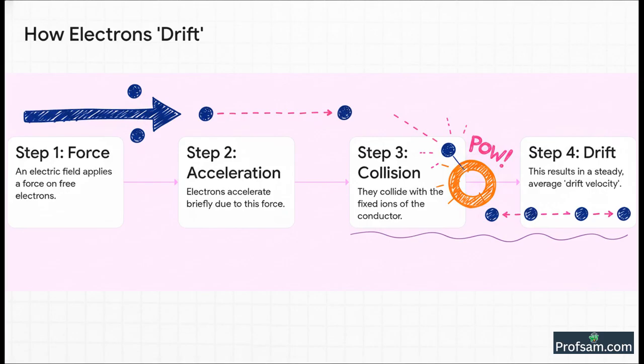But just as it picks up a little speed, bam, it collides with one of the big fixed positive ions of the metal. After that collision, it kind of loses its forward momentum, and the whole process starts over again. It accelerates, collides, accelerates, collides. This constant start-stop journey results in a steady, very slow, average velocity that we call drift velocity.